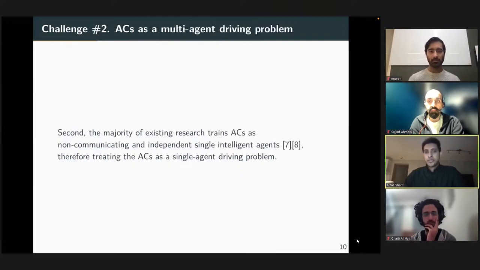The second challenge is we still consider the autonomous driving problem as a single agent problem, while it should be moved towards multi-agent problems, because when there are more driving cars, that imposes a lot of challenging scenarios.